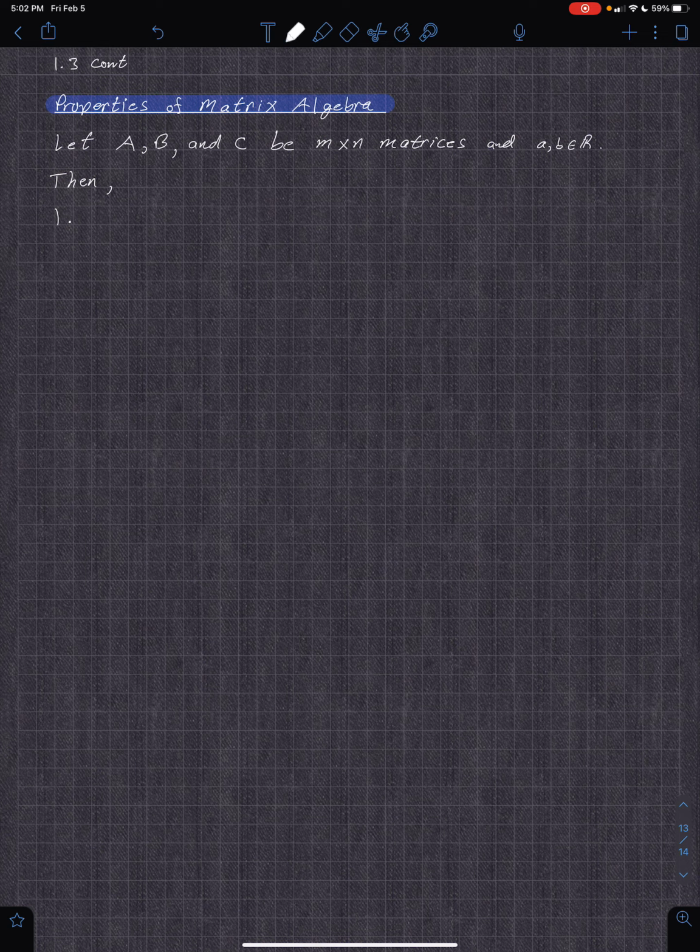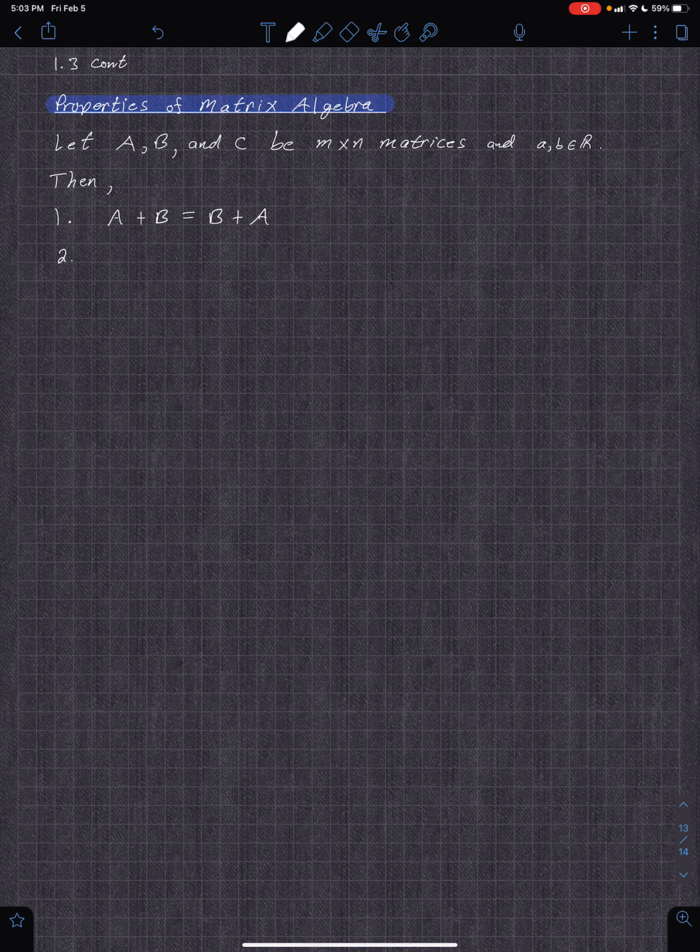Okay, number one, if you have the matrix A, so write all that down. A, B, and C are M by N matrices, and lowercase a, b are real numbers. Then A plus B is equal to B plus A. And I won't write all these out this time, but what is that? So that's commutative for addition, which we already established there isn't for multiplication.